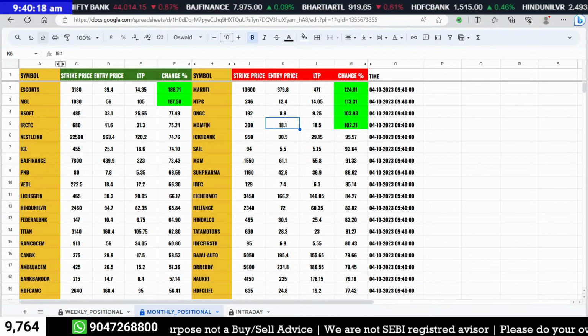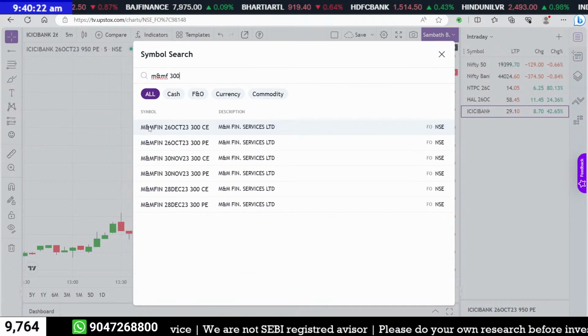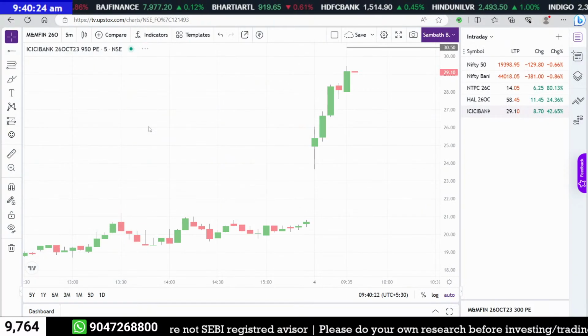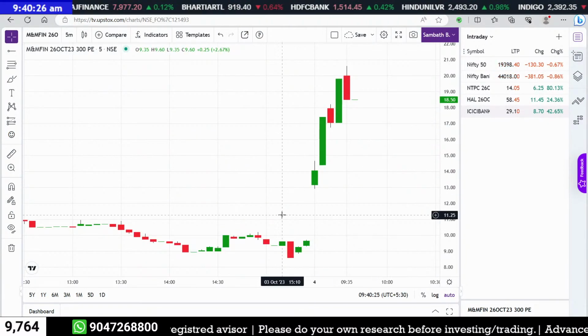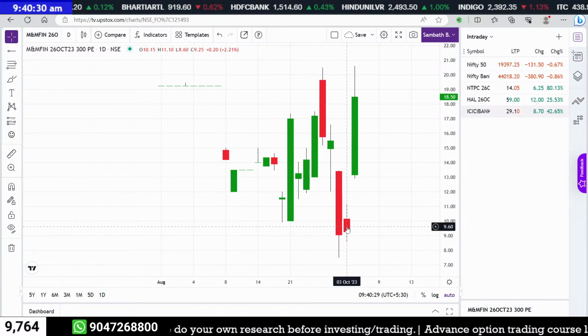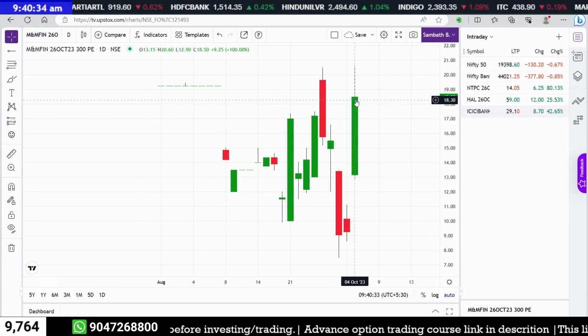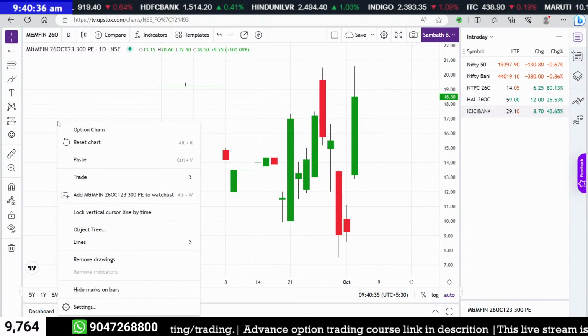300 put option. Again, a second time it came to the level 13.5. So quick move, daily time frame. Yesterday it was lower, and now it is moving higher and made a high of 20.6. Now it is 18.5.